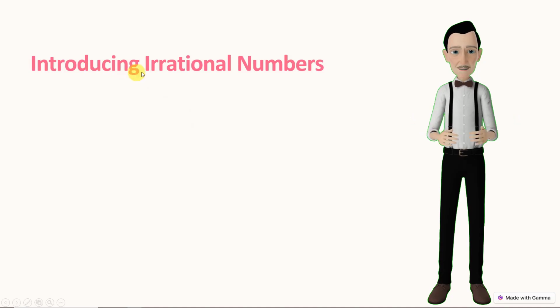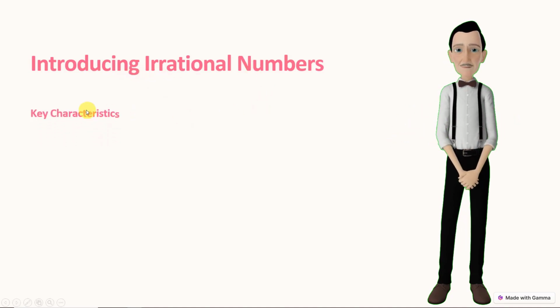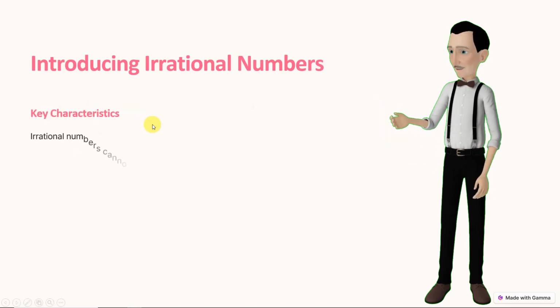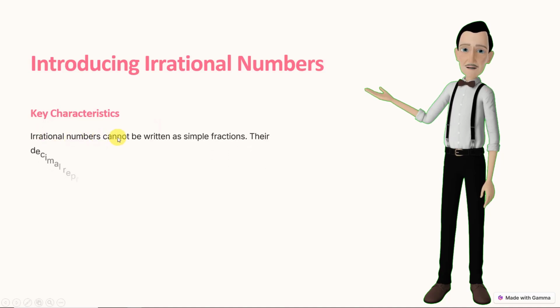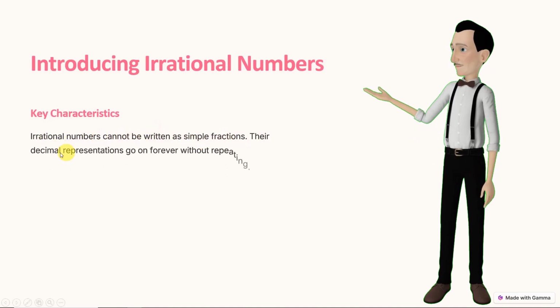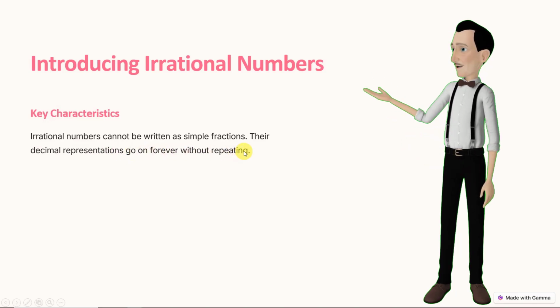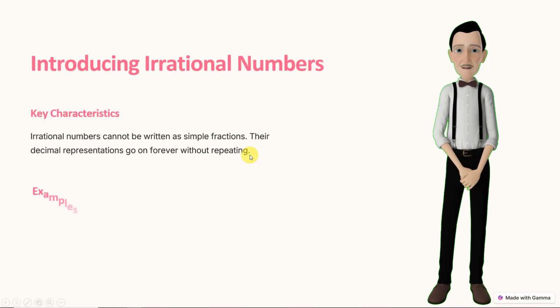Let's have a look at irrational numbers: what they are, and their key characteristics. Irrational numbers cannot be written as a simple fraction. Their decimal representations go on forever without repeating. That's a whole lot said.